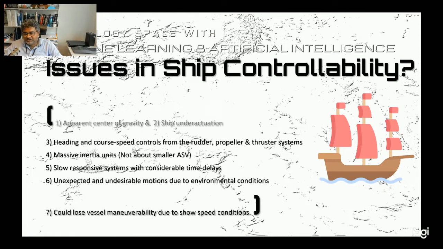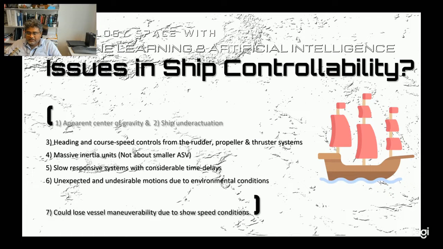And I have mentioned these vessels have 6 degrees of freedom. So there are 3 translational and 3 rotational motions that can be experienced by these vessels. So eventually when you have complex environmental conditions, you would encounter these 6 degrees of freedom in these vessels. So finally, when these vessels are navigating in slow speed conditions, in some situations they may lose maneuverability. That means the rudder may not respond due to the slow speed of these vessels.